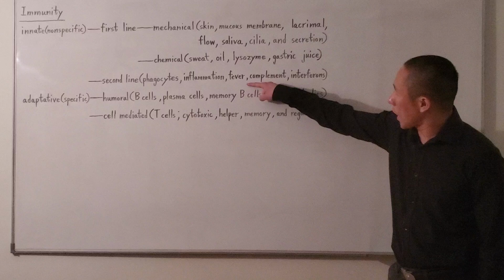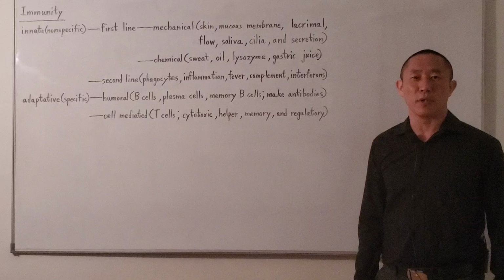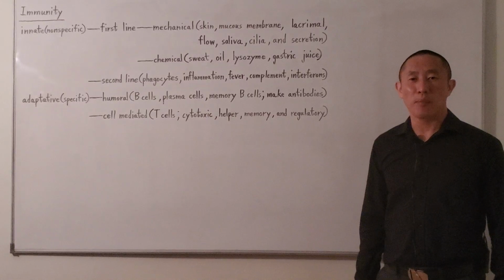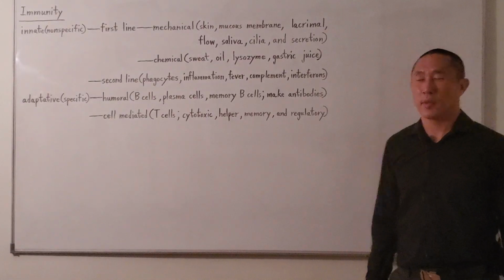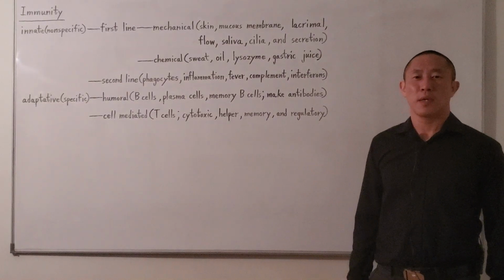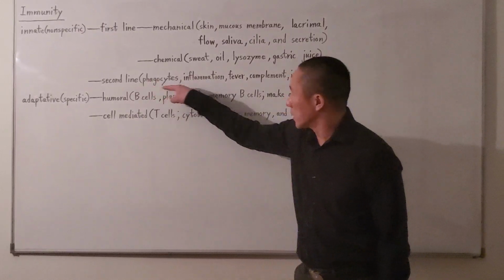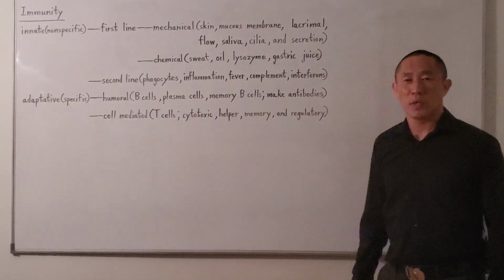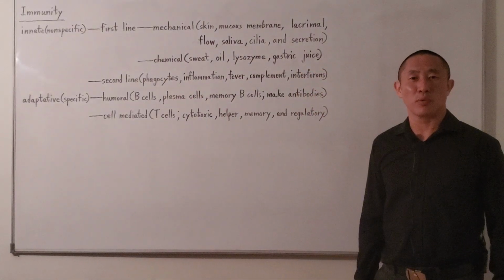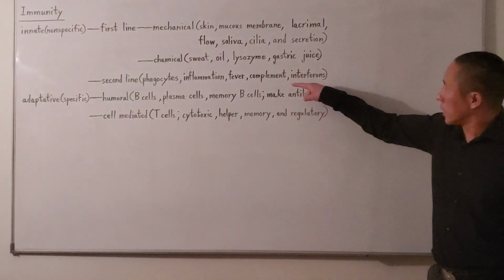Okay, complements are proteins that can be made by the liver. Now, complement proteins can do a few things. Now, complements can trigger inflammation. Complement can also increase the ability of phagocytes, and also complement can poke holes in the cell wall, in the cell membrane of the bacteria.